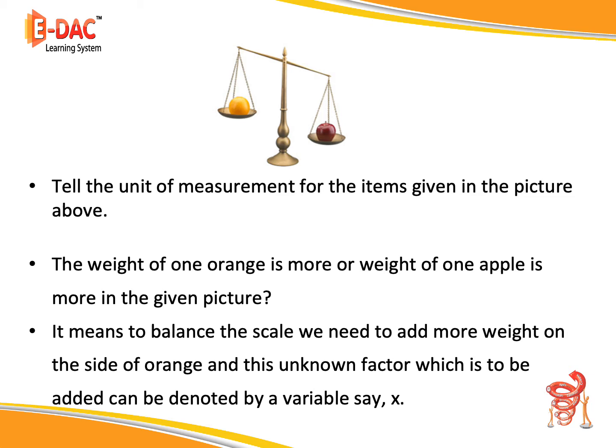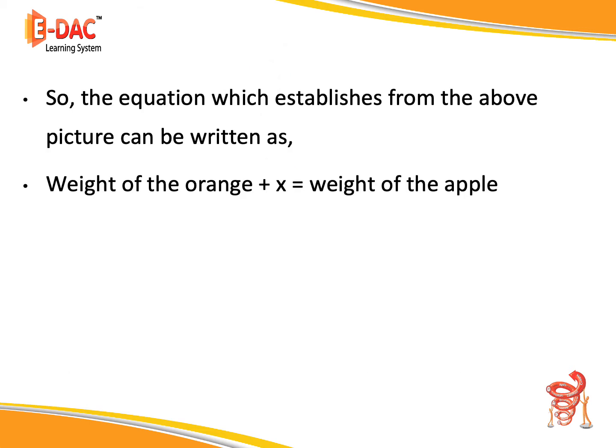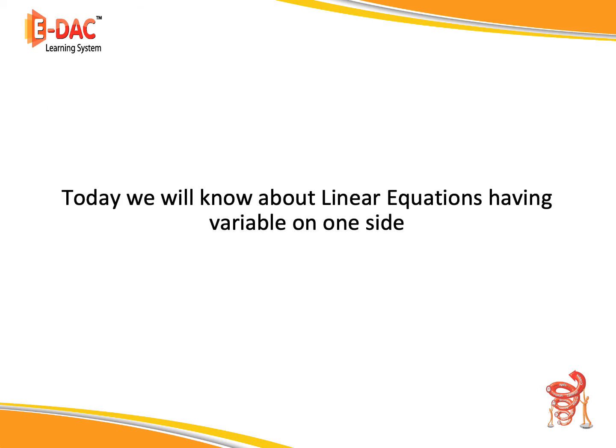That means to balance the scale, we need to add more weight on the side of orange. And this unknown factor which is to be added can be denoted by a variable, say x. So, the equation which establishes from the above picture can be written as weight of orange plus x equals weight of the apple. Today, we will know about the linear equations having variable on one side.